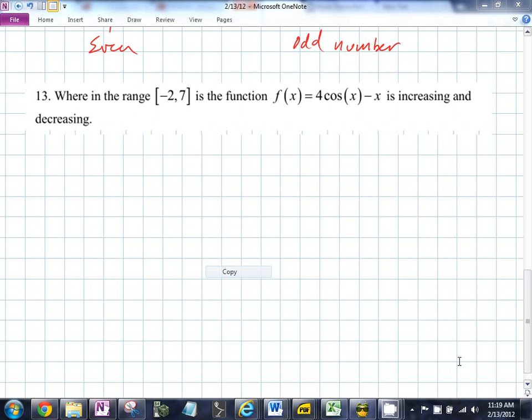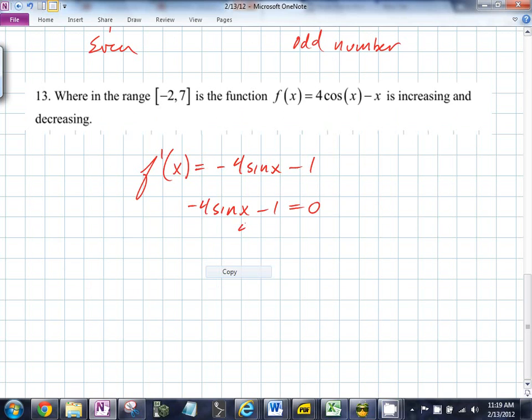Define the derivative. F prime of x is going to be what? Negative 4 sine x minus 1. So you want to know when that's equal to 0. We really want to know where it's equal to 0 so we can get those different pieces of the domain. So what do you end up with? You end up with negative 4 sine x minus 1 is equal to 0.